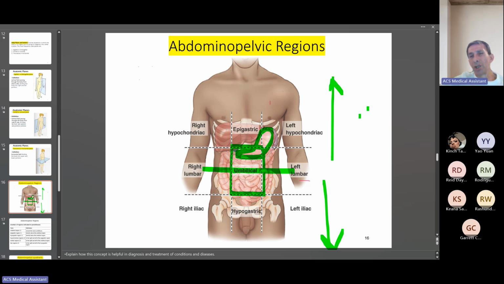Now, if you look above the umbilical, it says epigastric. Here it says epigastric. What is epi? Epi means above. What is gaster? Stomach. What is ic? Pertaining to. Pertaining to above the stomach.